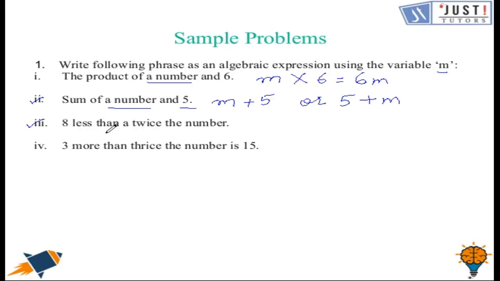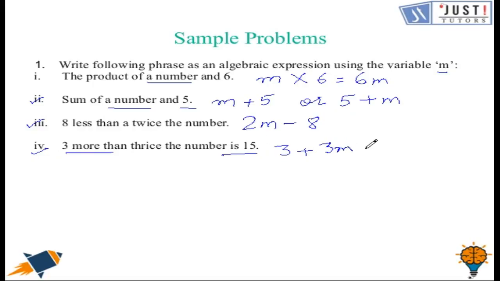Question number 3, 8 less than twice the number. The missing number, first we have to double it. Twice means doubling, so 2m, and 8 less than that, so for this we will take away 8. Next, 3 more than thrice the number. 3 more than means we are adding. 3 more than how much? Thrice the number. Thrice the number means multiply by 3.